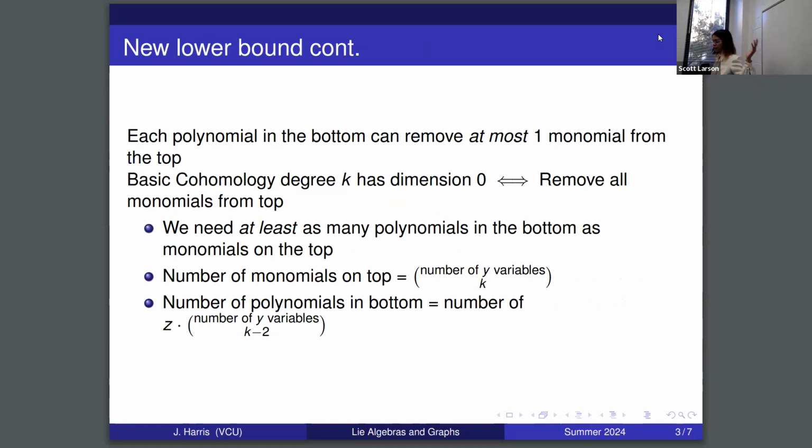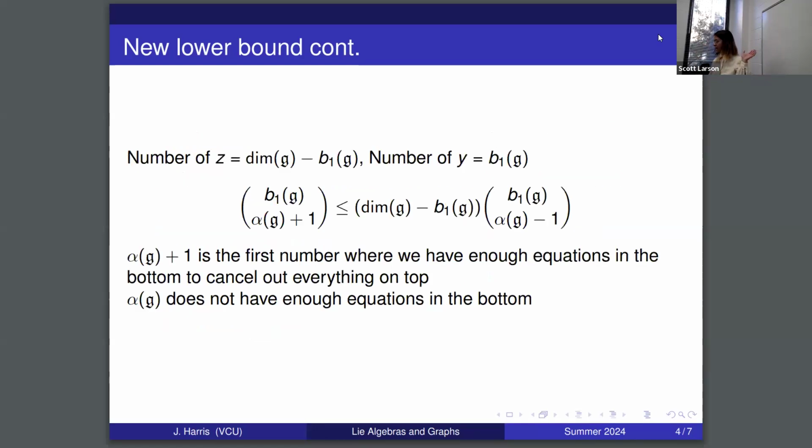So the number of monomials on the top is just given by the number of polynomials in y that we can make given the degree. And the number of polynomials in the bottom is the number of polynomials in y of degree k minus 2. But for each one of those polynomials, we can multiply it by any of the z terms, because there could be multiple colors or multiple edges. And so that's why we multiply that number by z. And we can translate these numbers back into Lie algebra terms in order to get the bound that you saw earlier, where the B1G is the number of y variables you have to pick from.